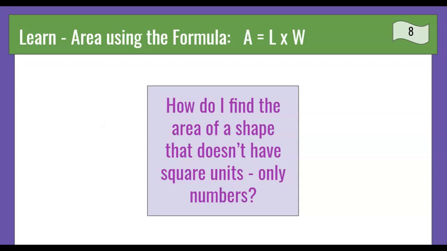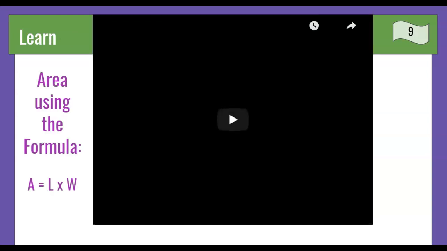Okay, we're going to use the formula area equals length times width. So how do I find the area of a shape that doesn't have those square units? It only has numbers on the outside. Well, again, let's watch a video to review.